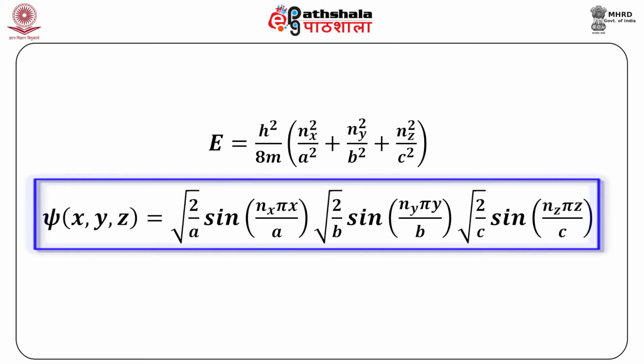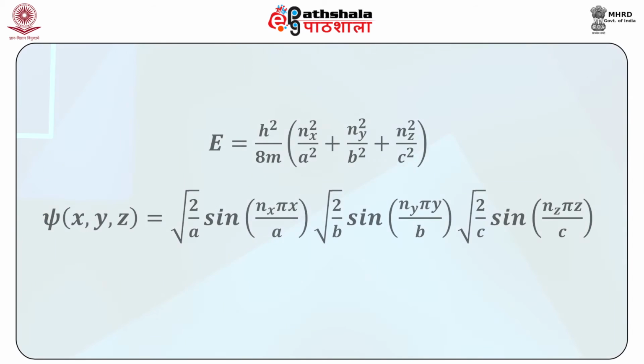And the total wave function psi, which is a function of three coordinates x, y, z, if we multiply these three, it will be square root of 2 by a sine nx pi x upon a, then square root of 2 by b sine ny pi y upon b, and then square root of 2 upon c sine nz pi z upon c. So that's basically what we get.